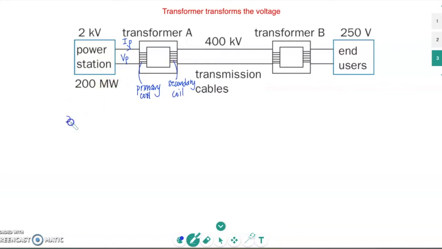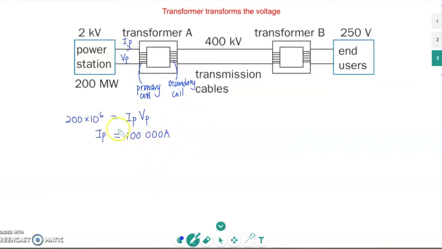So 200 megawatt is equal to the current at the primary coil multiplied by the voltage supplied at the primary coil. If we know the voltage supply is 2000 volt, the primary coil current is 100,000 ampere. That is a very high amount of current, a tremendously large amount of current.